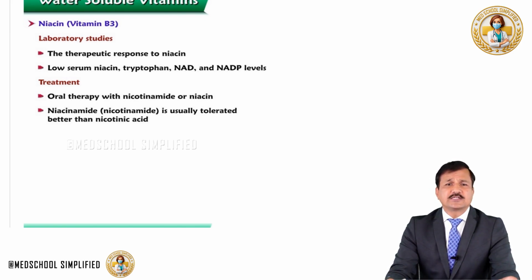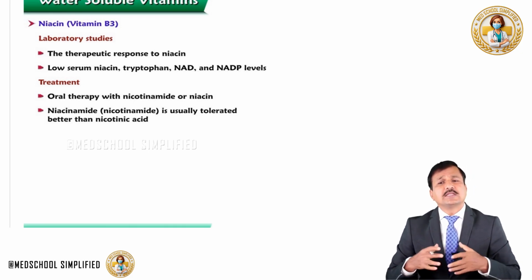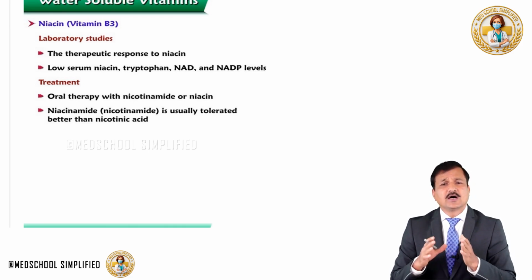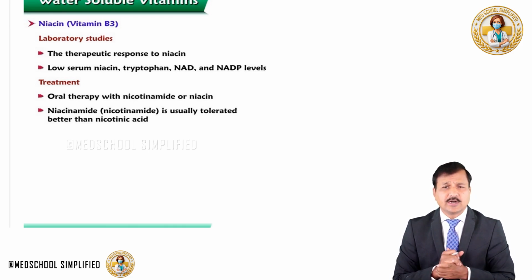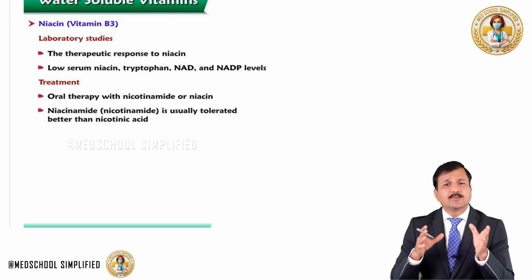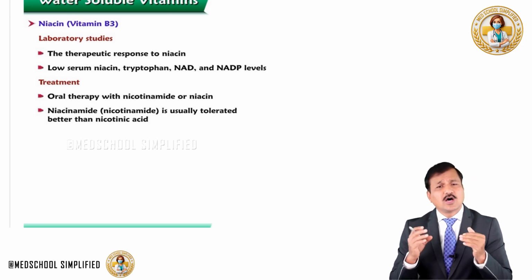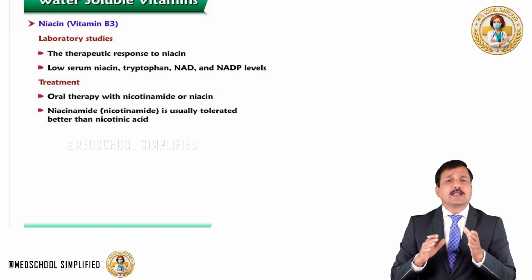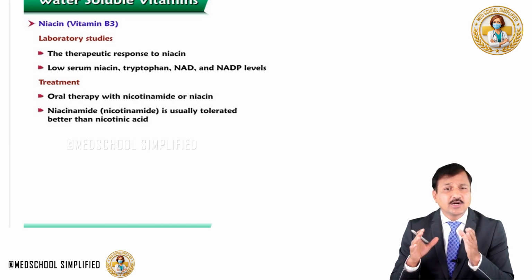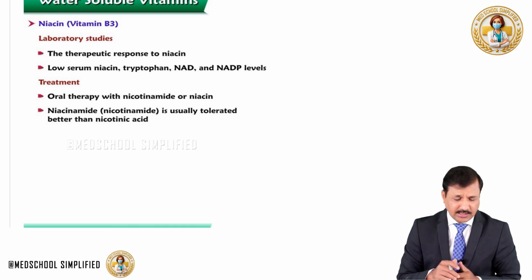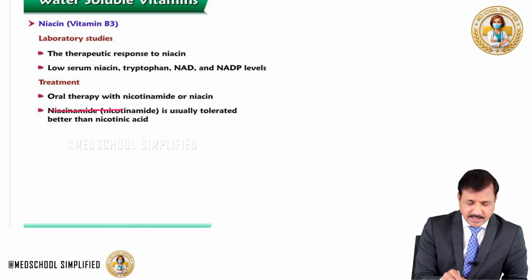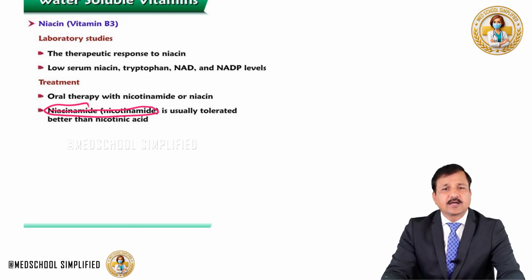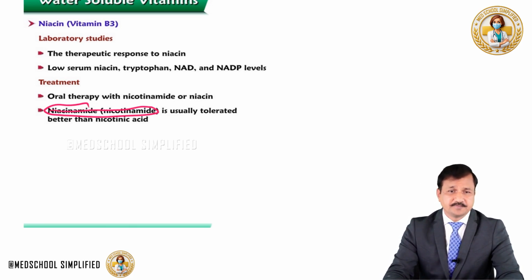It is the preferred agent because it does not precipitate the adverse effects of niacin, usually seen at higher doses more than the RDA, that is flushing, itching, burning observed after ingestion of large doses of niacin. That can be better tolerated if niacinamide or nicotinamide is used rather than nicotinic acid. That's why nicotinamide is the better tolerated vitamin B3 compared to the nicotinic acid form.